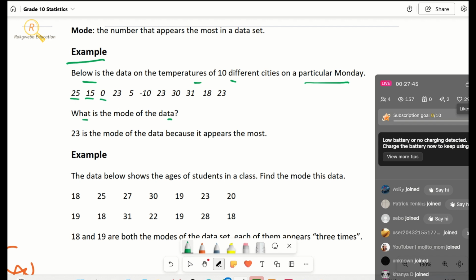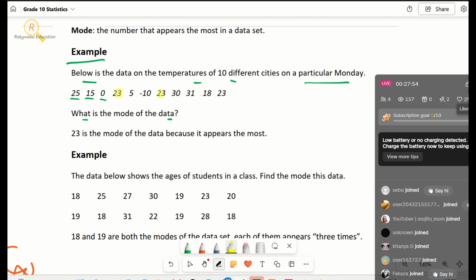A group of numbers is called data. Say again? 23, yes, because I see a 23 there, I see another one, I see another one. So 23 appears 3 times, which makes it the mode. What about on this set of data? Which is our modal number, or what is our mode?